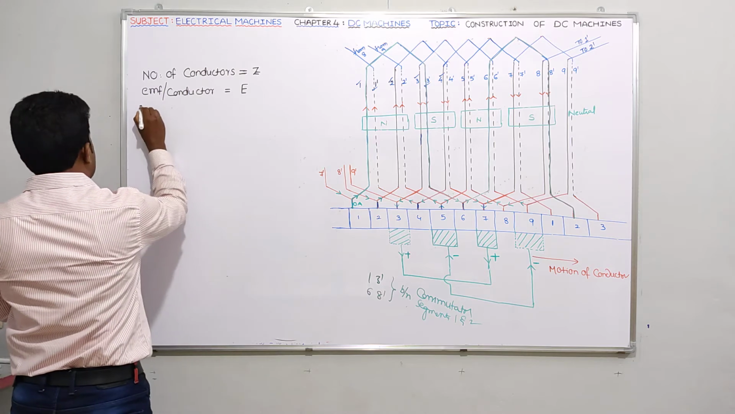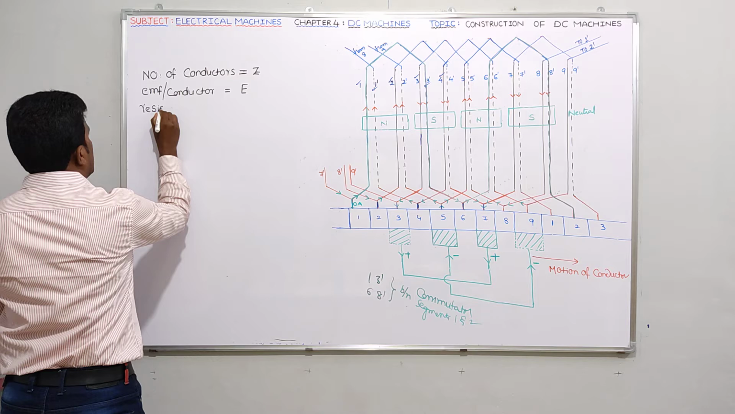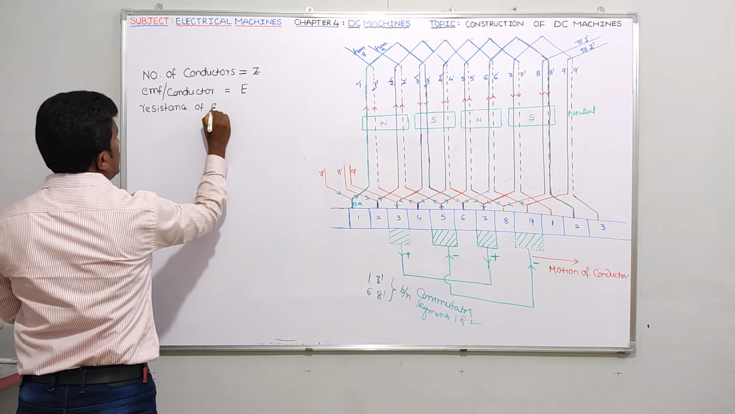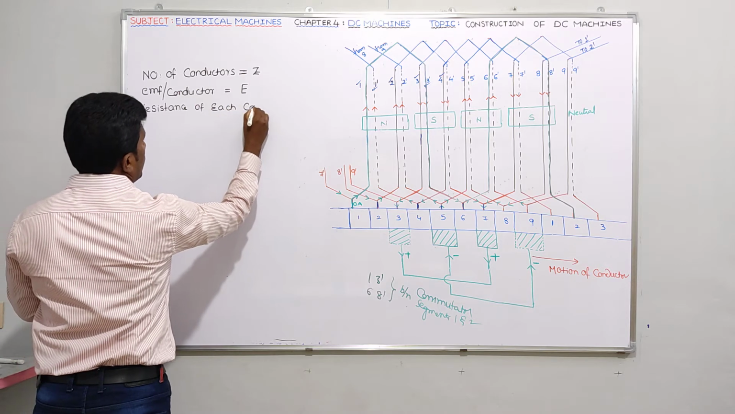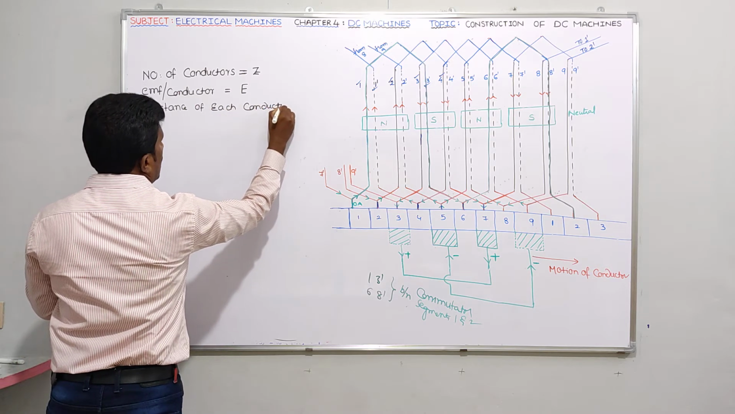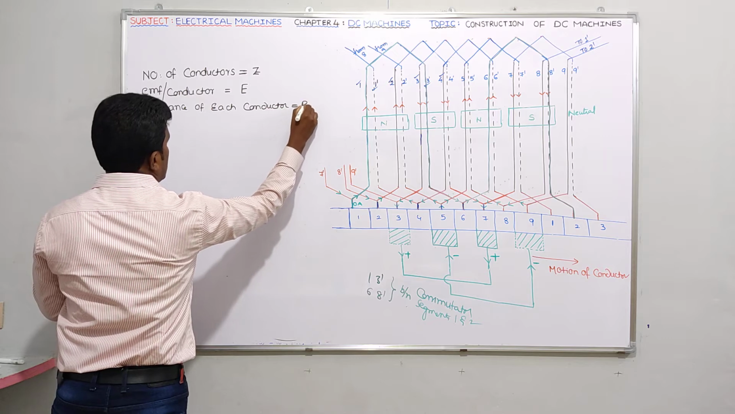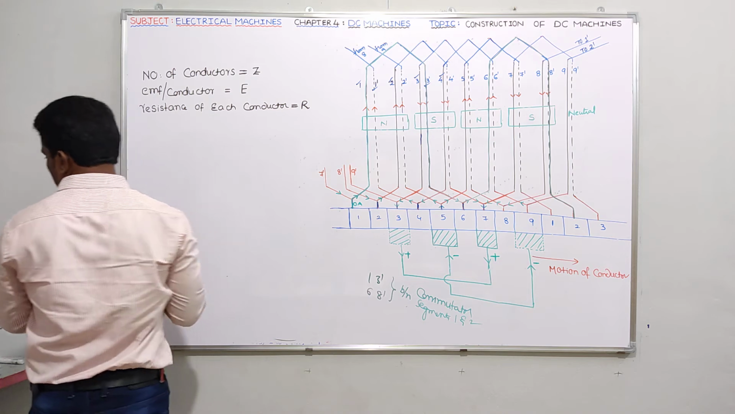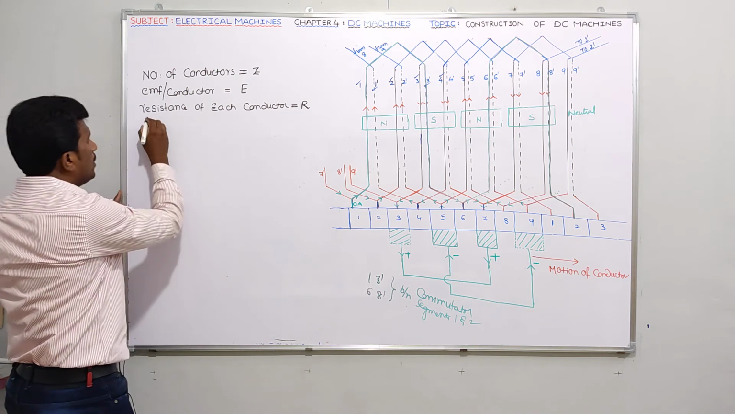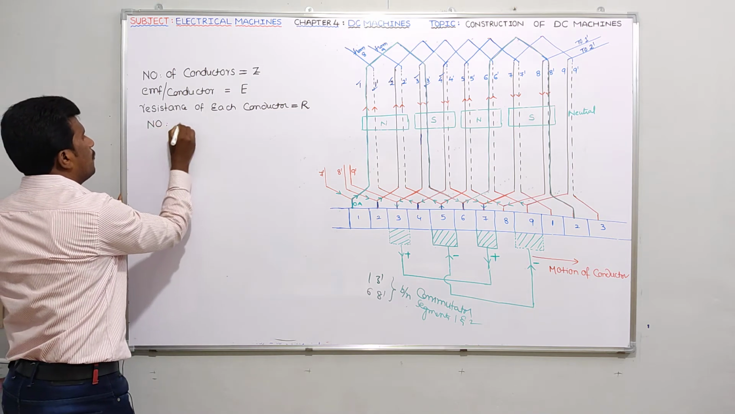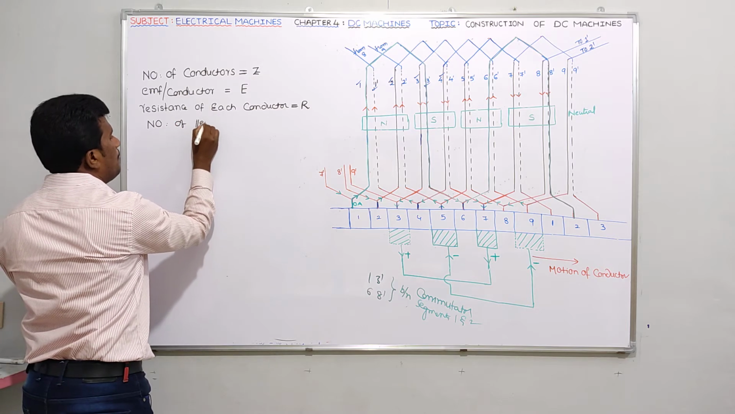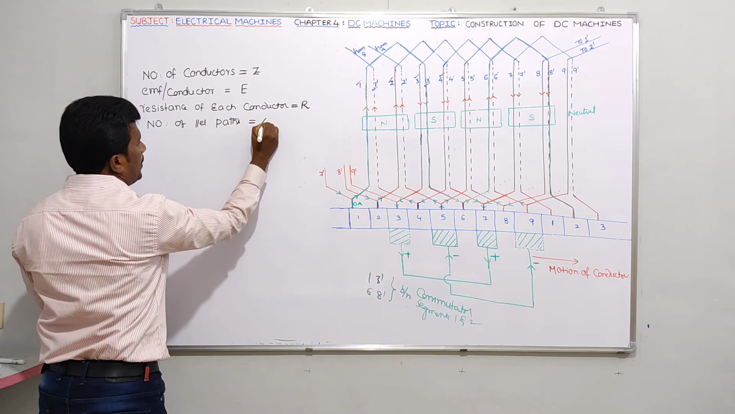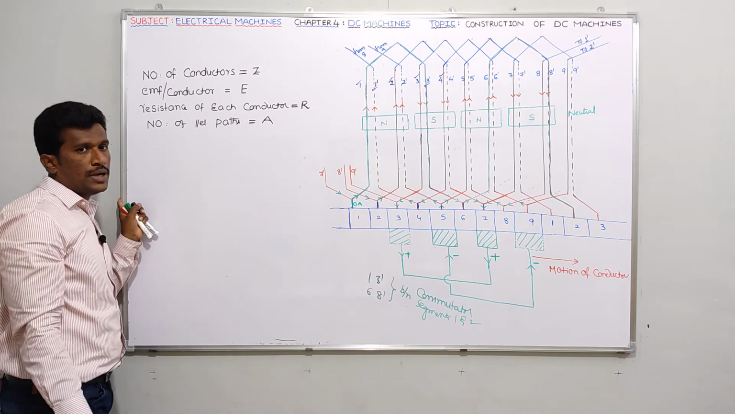Next, resistance of each conductor. Resistance of each conductor, I'll take it as capital R. Each conductor has the same resistance value, I'm just taking it as R. Okay. Now number of parallel paths. Let me represent it with capital A.